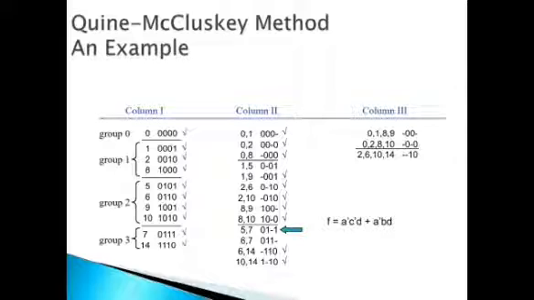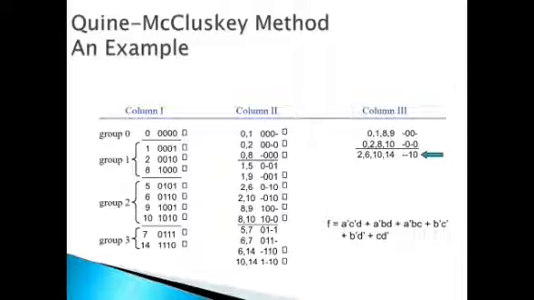The next element 6, 7 is also not ticked during the comparison. So this will give us an expression that is A complement B C. Similarly, we will write down the three expressions from column number 3, and this will give us the result, or the Boolean expression, through the QM method.